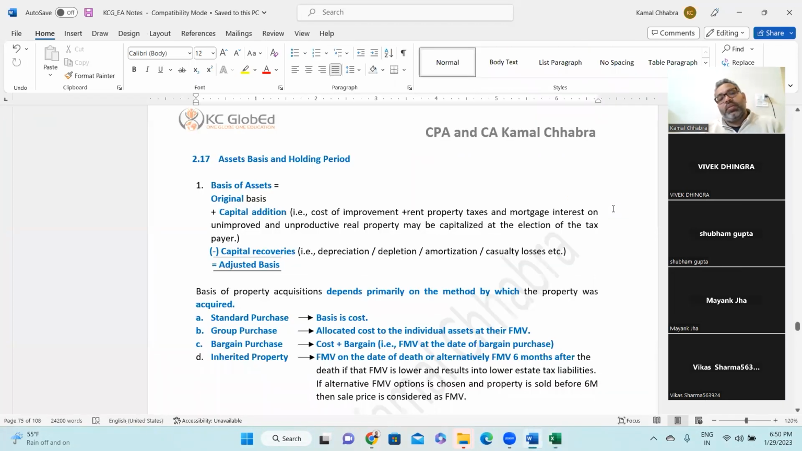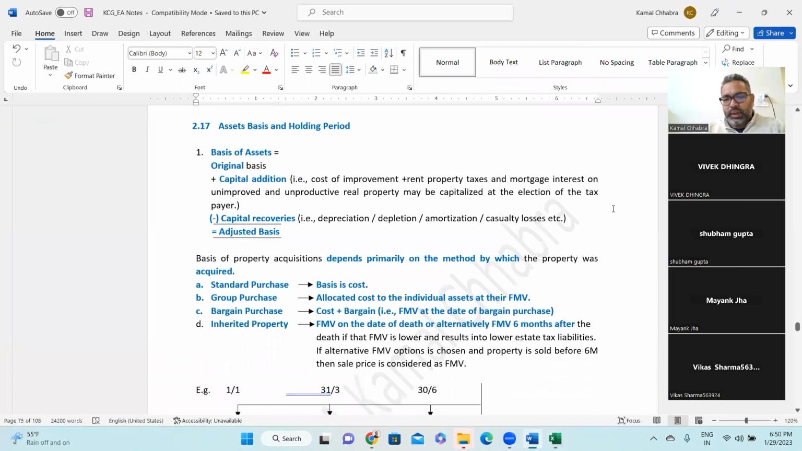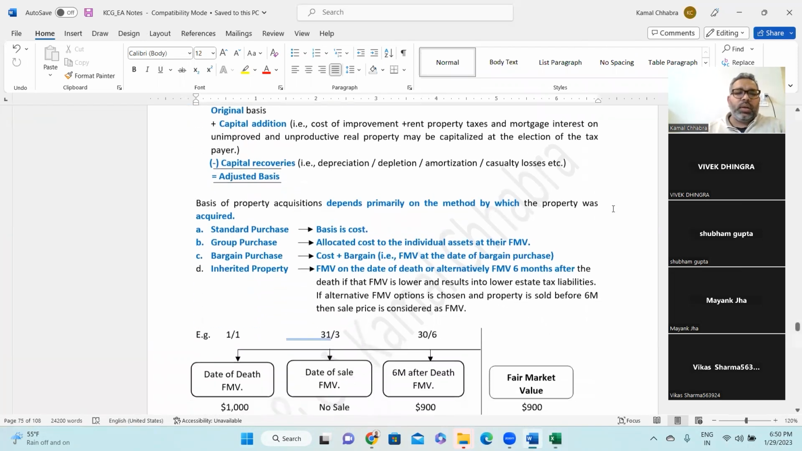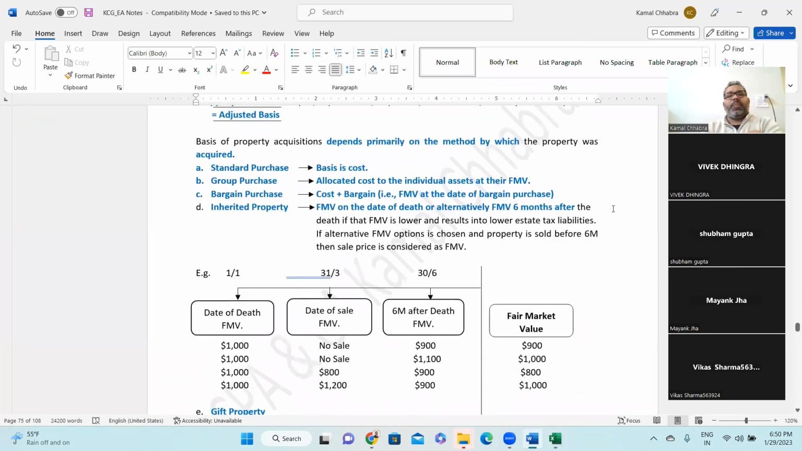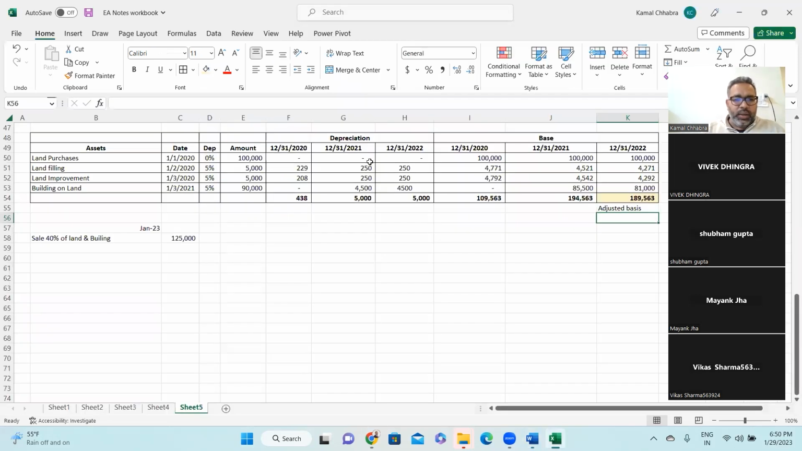Right? So far so good, that is how we have calculated adjusted basis. Now, the basis of property acquisition depends primarily on the method by which the property was acquired. So how do you calculate the original basis of the property? How do you calculate or identify these amounts, basically?